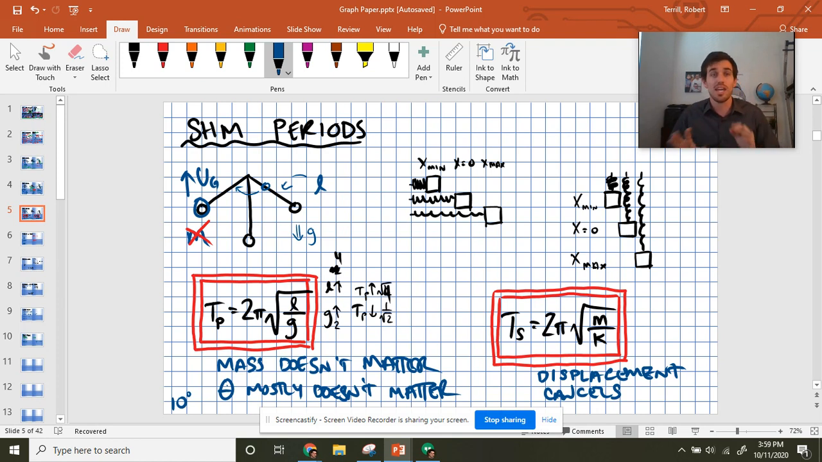And then the big thing is a lot of the time you're going to have questions that compare pendulums and springs. They're going to say, all right, we set these both up. They have the exact same period. We double the mass of both. What does it do? It will affect the period of the spring, but it will have no effect on the period of the pendulum.